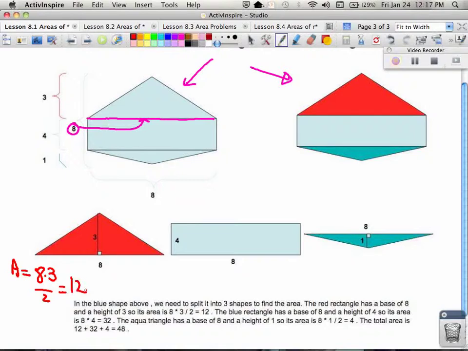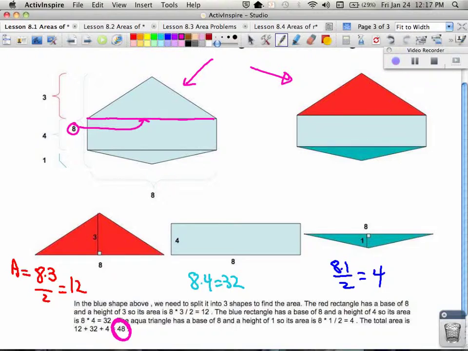For the light blue rectangle, we see that we have base times height, or in other words, 8 times 4, which is 32. And for what I guess I might call the teal triangle, we have the base, which is 8, times the height, which is 1, divided by 2 for the area, or in other words, 4. And when we add all those up together, the 12, the 32, and the 4, we find out that in the end, the area total for that shape that we started with would be 48 units squared, whatever they might choose for the units. 12 and 32 being 44, plus 4 more, making a total of 48.